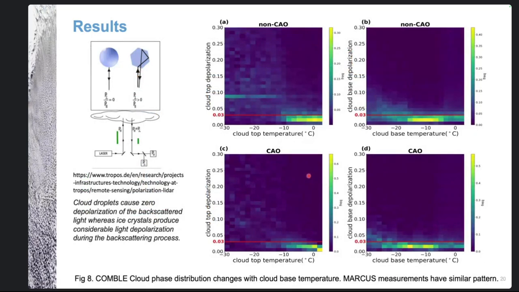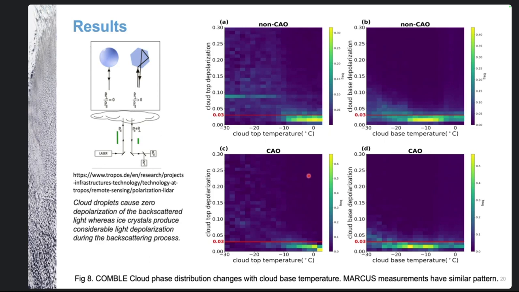So the next step is the cloud phase distributions. For people who are not familiar with the lidar measurements, one of the lidar measurements is the depolarization. When the depolarization is 0, it means the object is more spherical. So for liquid cloud droplets, we tend to have very small values, very near to 0. But for ice crystals, we tend to have larger depolarization values.